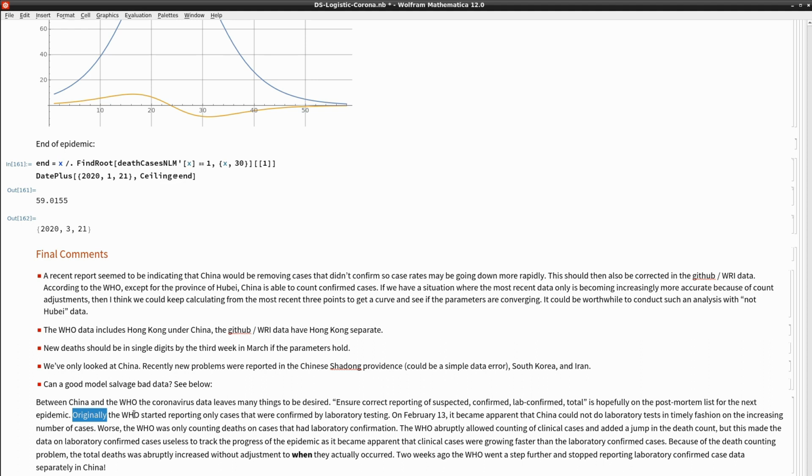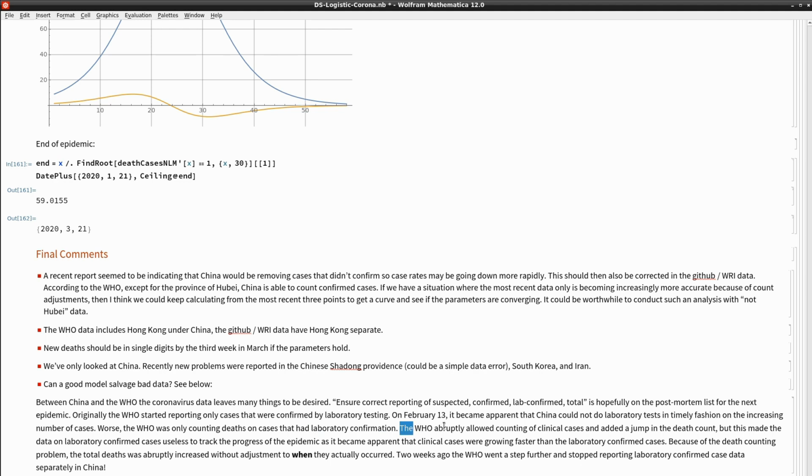Originally, the WHO started reporting only those cases that were confirmed by laboratory testing. On Feb 13, it became apparent that China could not do laboratory testing in a timely fashion on the increasing number of cases, especially in Hubei. And worse, the WHO was only counting deaths on cases that had laboratory confirmation. I think that's making the problem worse.